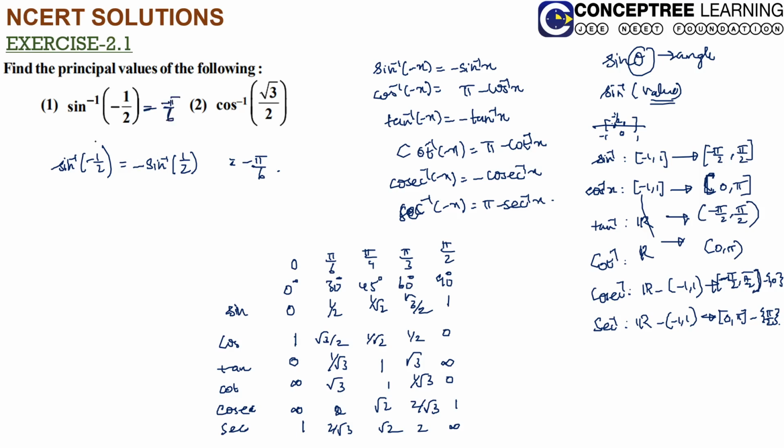So for the second question, cos inverse of root 3 by 2, there is no negative at all. So for what angle is cos giving root 3 by 2? It is giving it for pi by 6, that is 30 degree. Therefore, the answer is pi by 6.